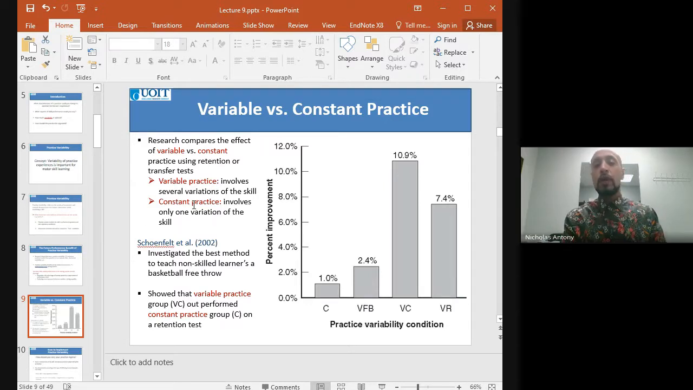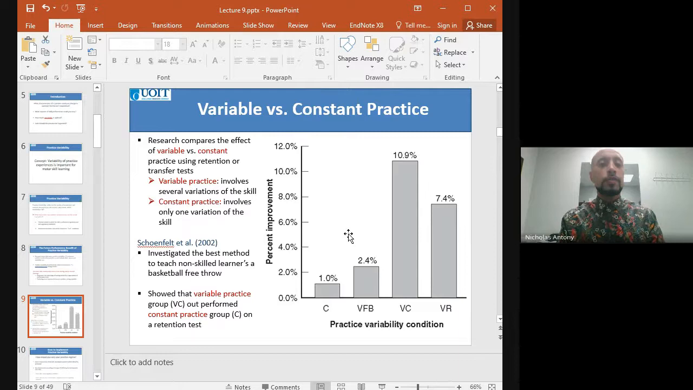So constant practice would be only doing one shot and doing that over and over and over again. Variable practice was having them shoot from different areas in the court. So the variable group that was shooting, I think they did in front of, behind, and at the elbows, so they did all the variations of the different throws. They led to the best performance increase compared to constant practice. Interesting, right?